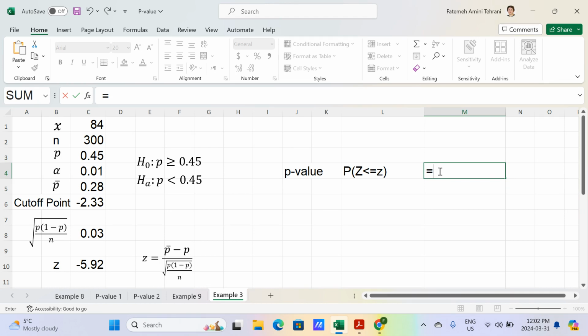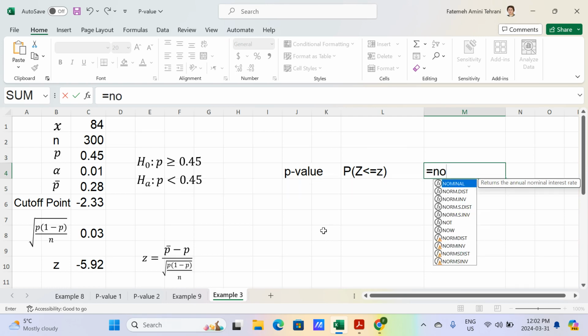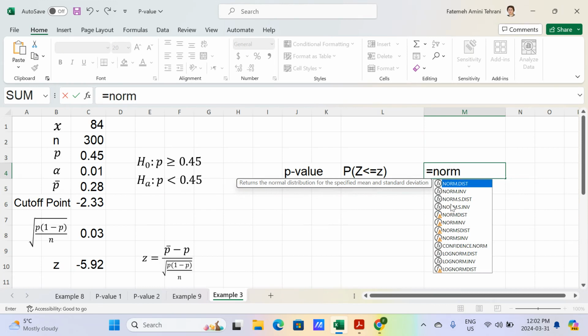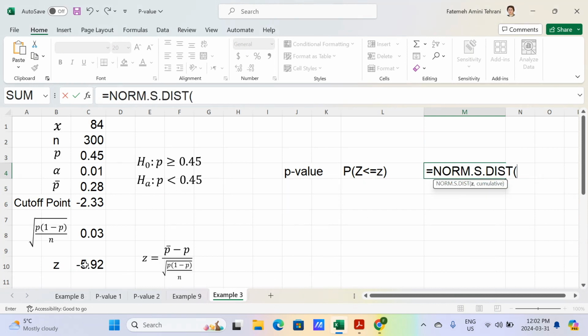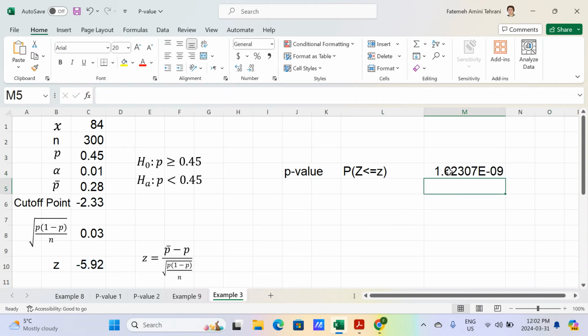I'm looking for the probability of observing a z from the standard normal distribution which is at most equal to minus 5.92. Because that is on the left side of minus 5.92, I need the area on the left side, using NORM.S.DIST of minus 5.92 with cumulative. We can find the p-value. Look at the p-value. P-value is very small. It's almost zero. What is the conclusion?